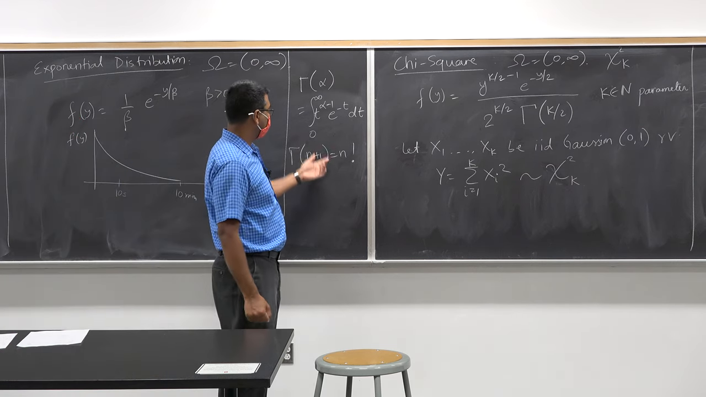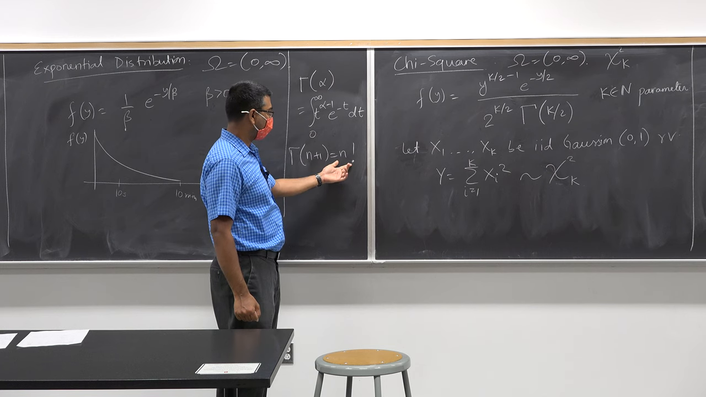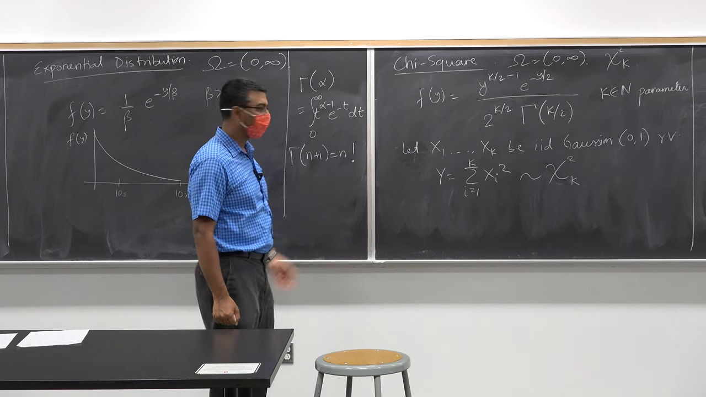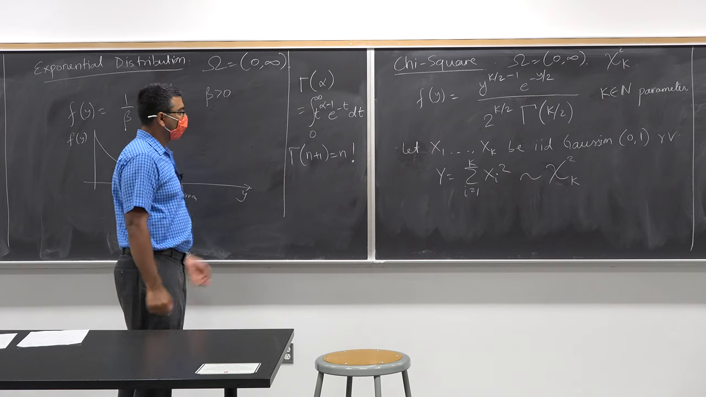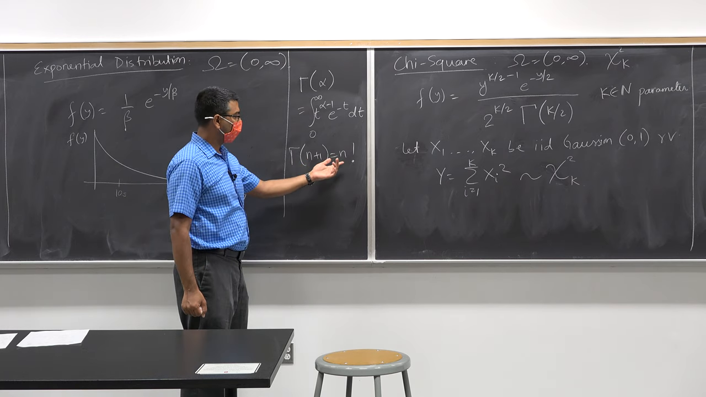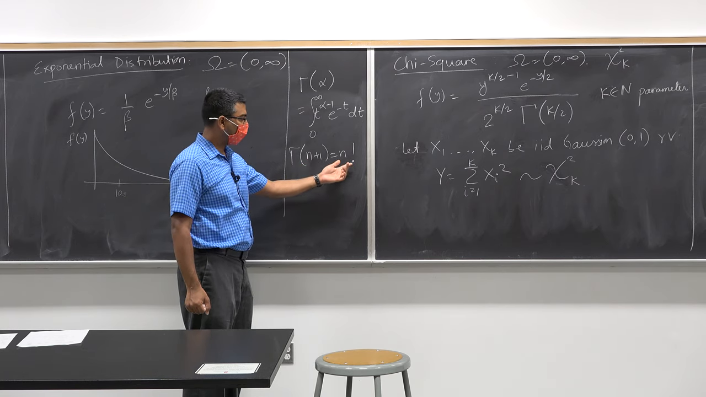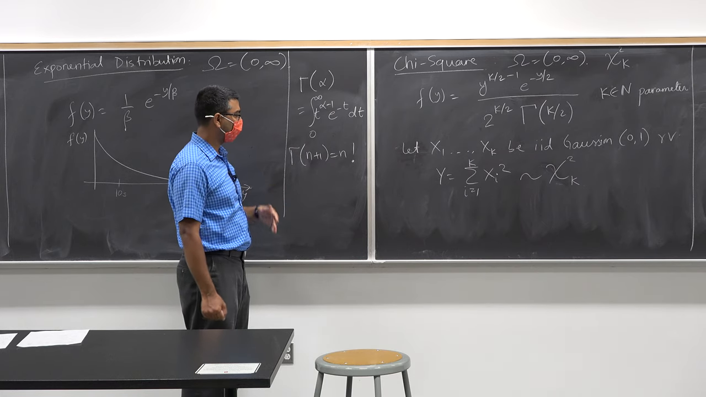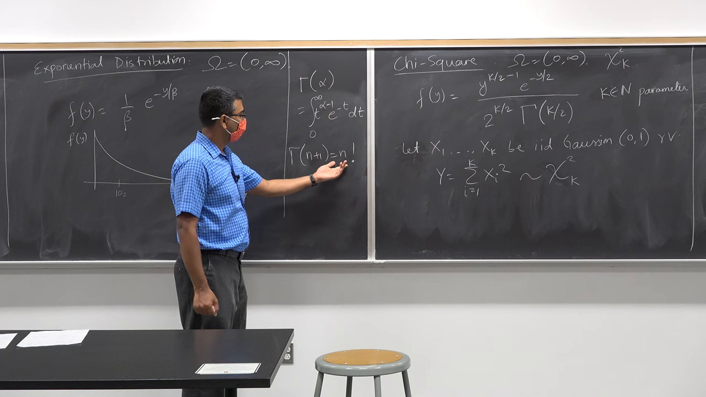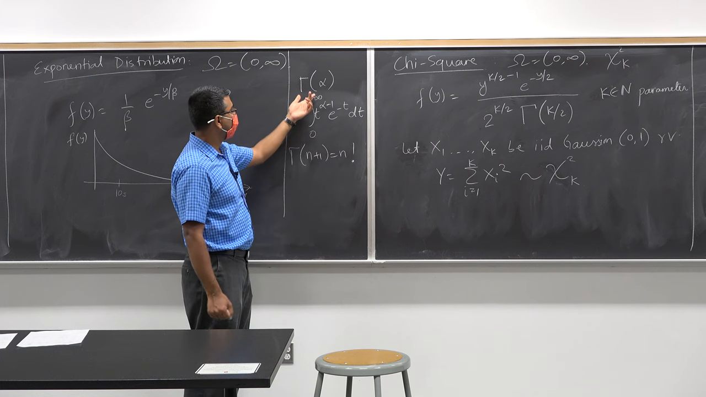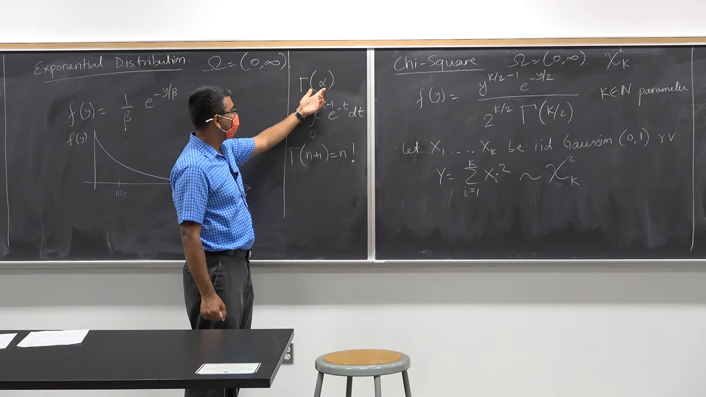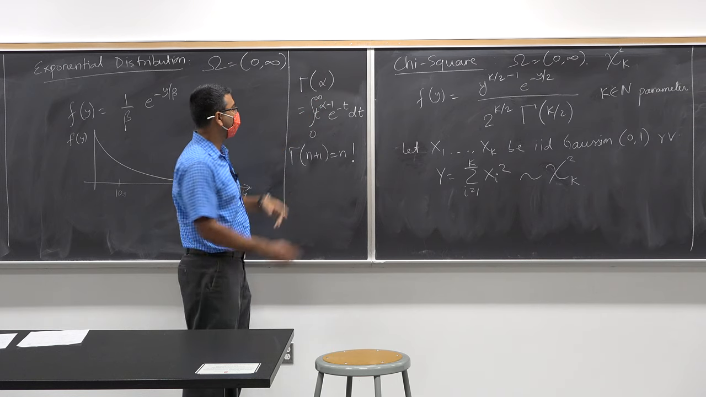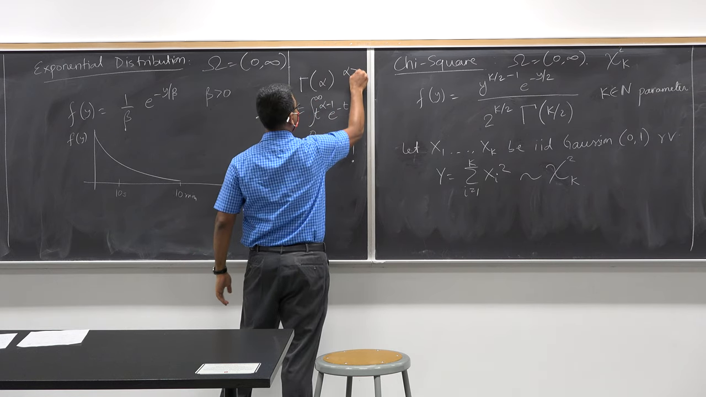So the gamma function is actually a generalization of factorial. Factorial is something we study in combinatorics. The gamma function generalizes the notion of factorial, which is defined only for whole numbers, so natural numbers plus zero. The gamma function generalizes it to any positive real number. So alpha could be anything greater than zero.